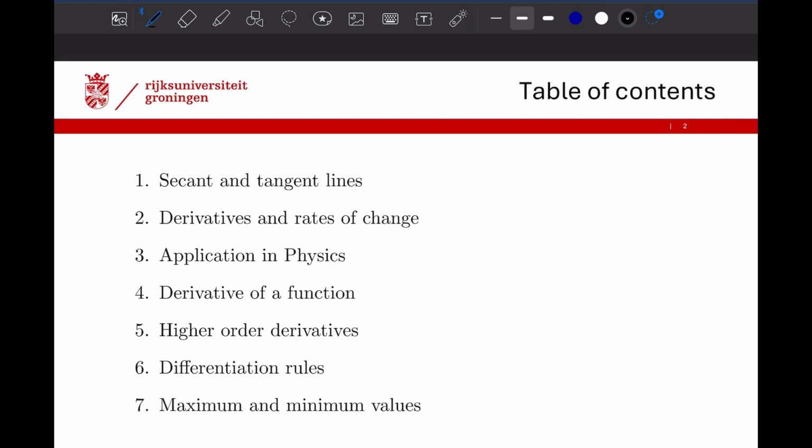And then finally, we will be talking about a very important application of derivatives, and that is analyzing a function both globally and locally and finding the maximum and minimum values using derivatives. So in this first video, I will actually not be covering every single topic. I will split the videos in multiple parts so that it's easier to follow, or at least I hope.